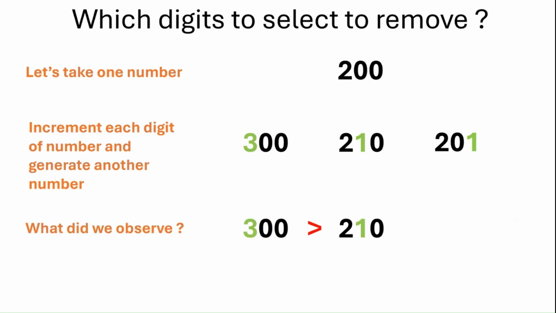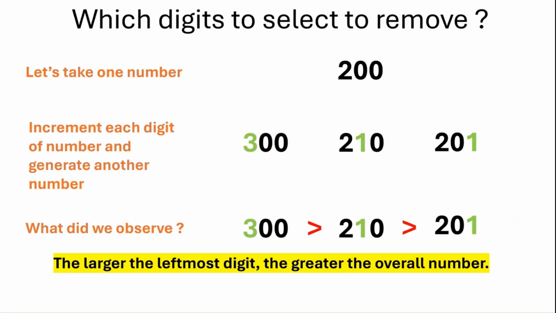What did we observe? 300 is greater than 210, and 210 is greater than 201. So the larger the leftmost digit, the greater the overall number. You can see that the leftmost digit 2 was incremented and the new number became 300, which is greater than all the other numbers. So if the leftmost digit is larger, then the overall number becomes greater.